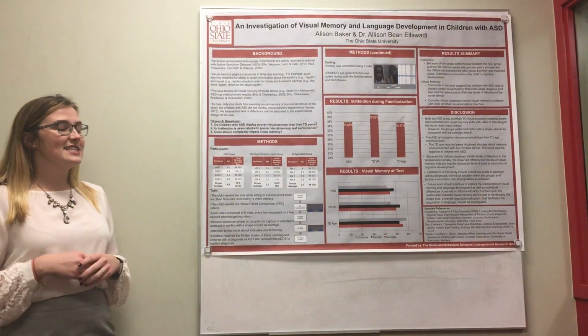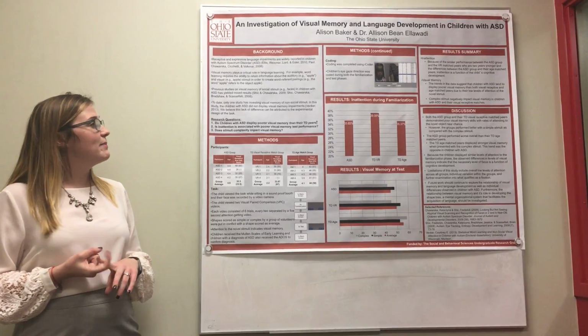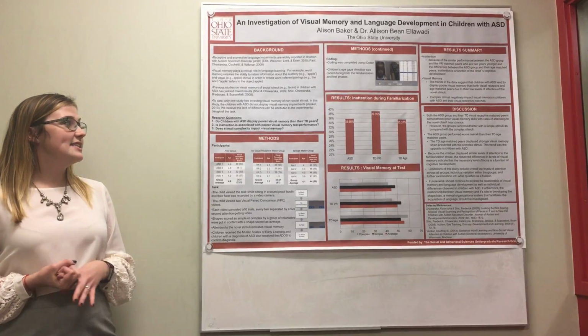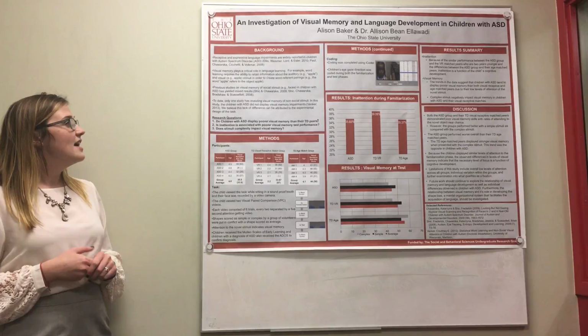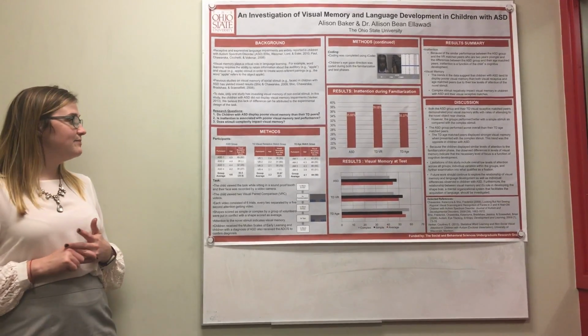This research seeks to address three main questions. First, do children with autism display poorer visual memory than their typically developing peers? Is inattention associated with poorer visual memory test performance? And lastly, does stimuli complexity impact visual memory?